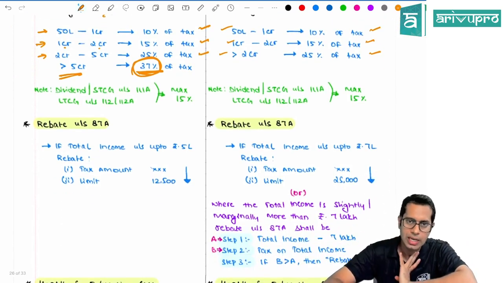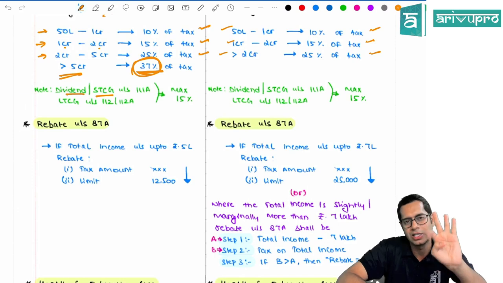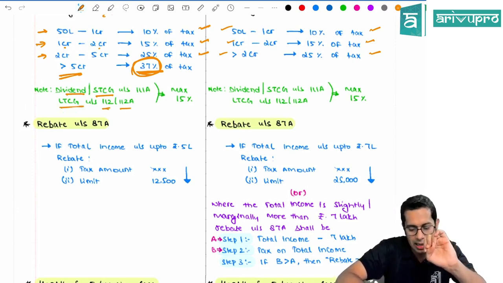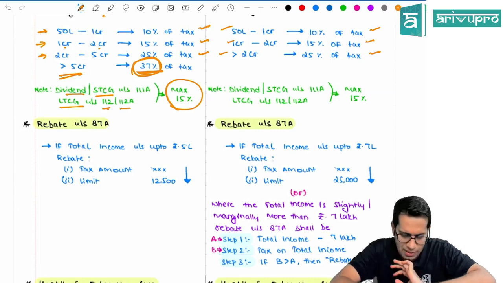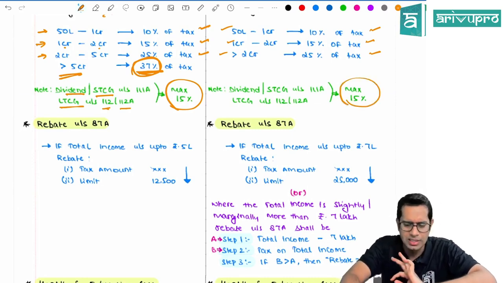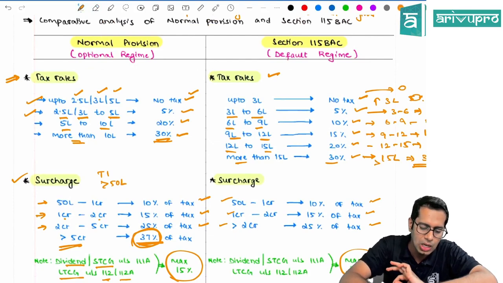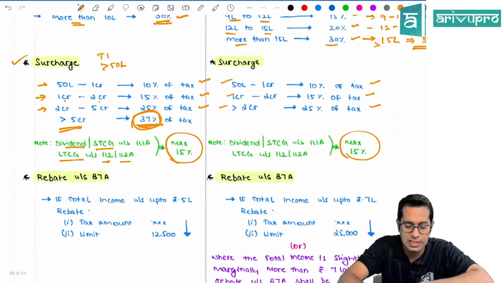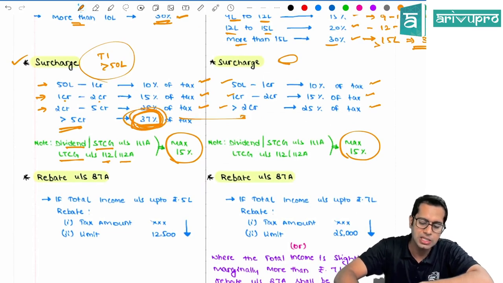Then, needless to say, there are 4 incomes, which are dividend income, short-term capital gain under section 111A, and long-term capital gain under section 112 and 112A, for which the maximum surcharge is 15%. This is applicable to both. See, basically, the major difference between 115BAC and normal provision is with respect to tax rate. Correct? Surcharge is the same, except that this 37% surcharge is not there under default regime.